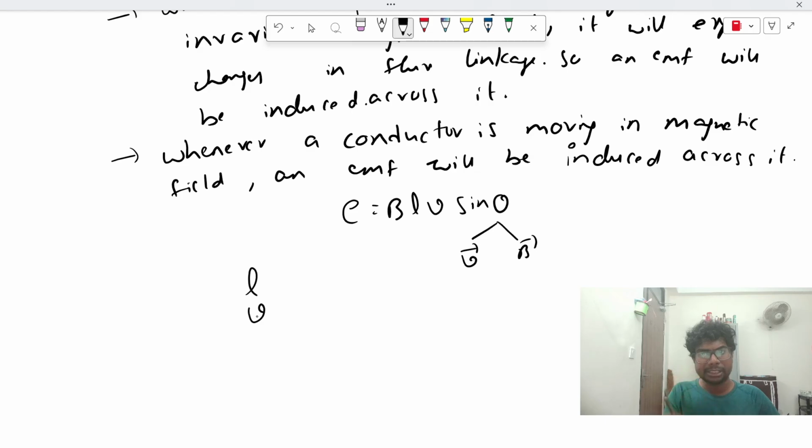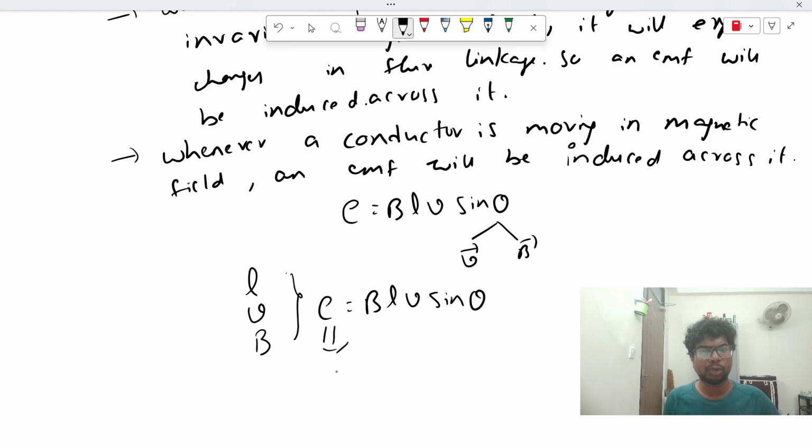Where is it moving? Near a magnetic field. Near a magnetic field means one magnet will be there, with north and south pole. Around that boundary, a field will be produced. It is invisible. When the conductor is moving there, a magnetic field is present, so an EMF will be induced. So ultimately EMF is produced. E is equal to BLV sine theta.